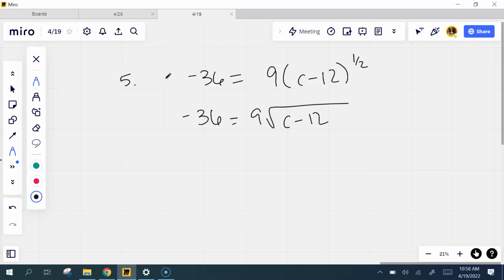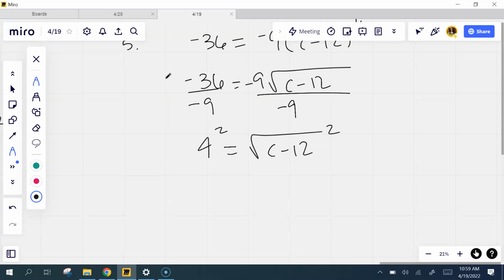How do I isolate the radical? Divide by 9. That's exactly right. Well, that's going to be nice because whenever I divide here, I'll get a positive number. Now what? That's right. Eliminate the radical. Get rid of it. Raise it to whatever power you need to get rid of it. Now I have 16 equals c minus 12. And this is an easy solve from here, right? Add the 12. So I get 28.